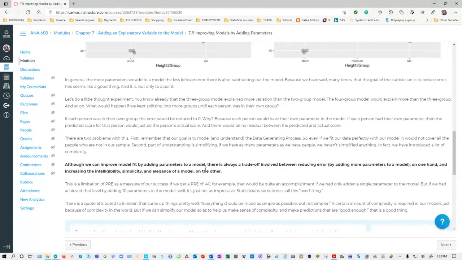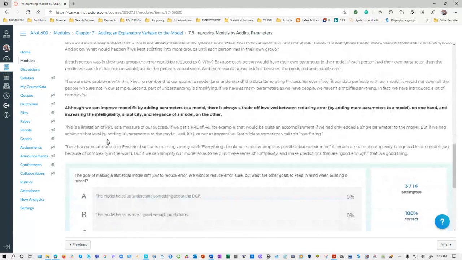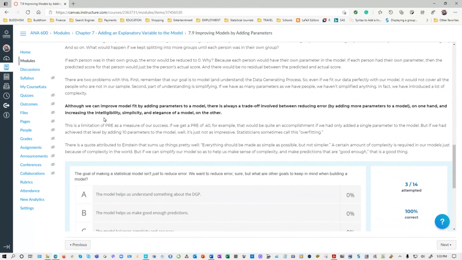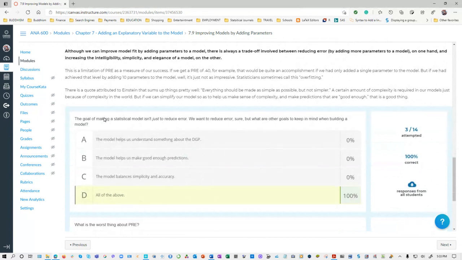On the other hand, we don't know what the population from which this data comes looks like. So although we can improve model fit by adding parameters to the model, there's always a trade-off involved between reducing error by adding parameters on one hand, and increasing the intelligibility, simplicity, and elegance of the model on the other hand. So that's why we have to be careful. The more variables, more parameters you add to the model, the more unstable your model would be. That's why we have to have a trade-off. We have to have a balance.